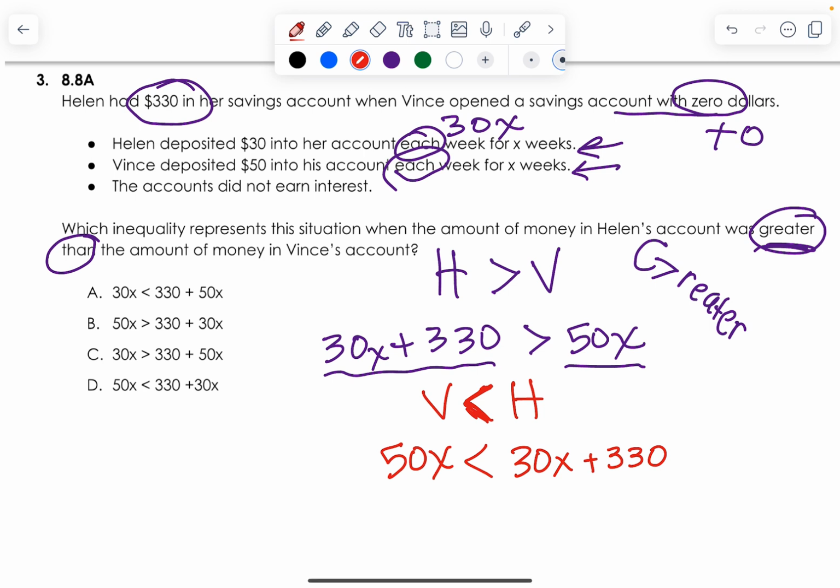And now do we have one that matches this? Well, yes, I have two that have 50 on this side. But do we want this symbol? Do we want the symbol open toward Vince's or closed toward Vince's? We know that Helen's account needs to be greater here. So I meant to change that to white. Erase this. Nope, that's not what I wanted to do. We know that this is the symbol we need. Vince's is less than. So we're going to go here with answer choice D. Vince is less than Helen, because that makes Helen greater than. And that's what we did here.